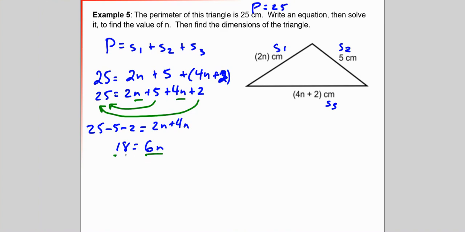All right, so what's happening at the end? It's being multiplied by 6. And we have to divide both sides by 6. So n equals 3. So whatever n represented, it is equal to 3.